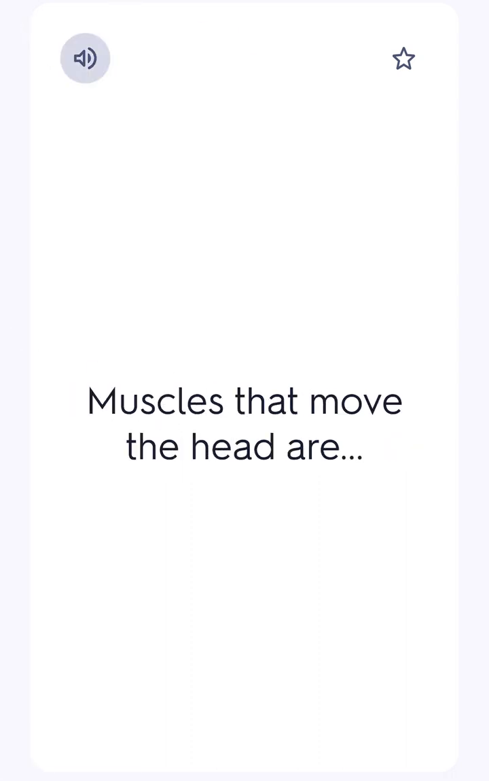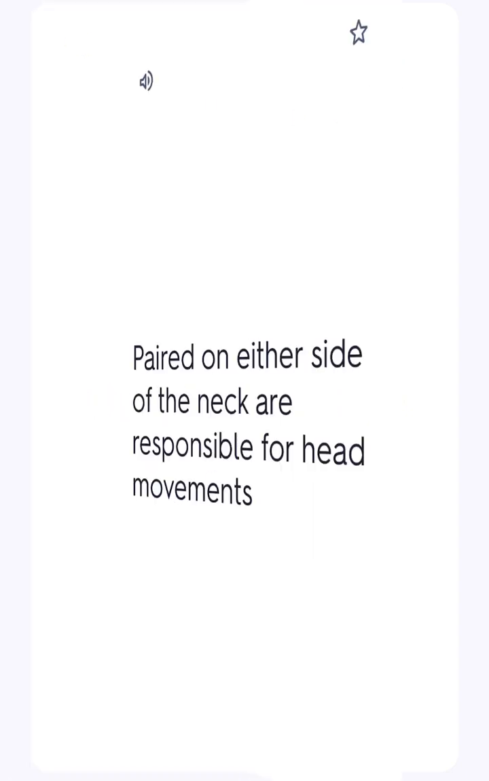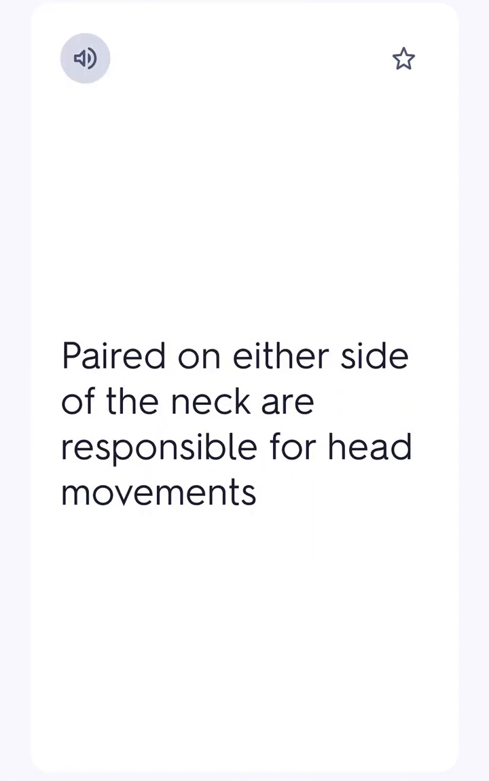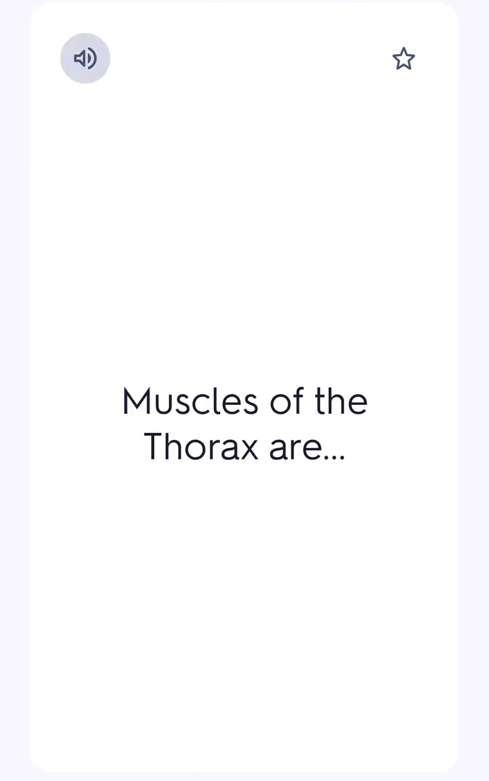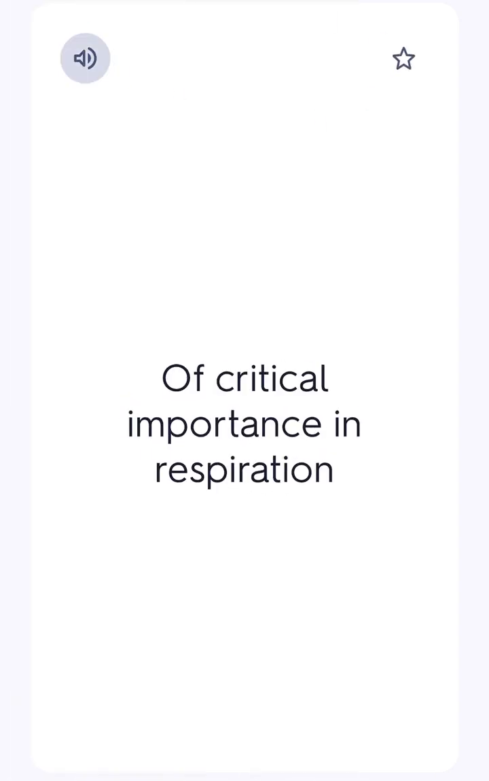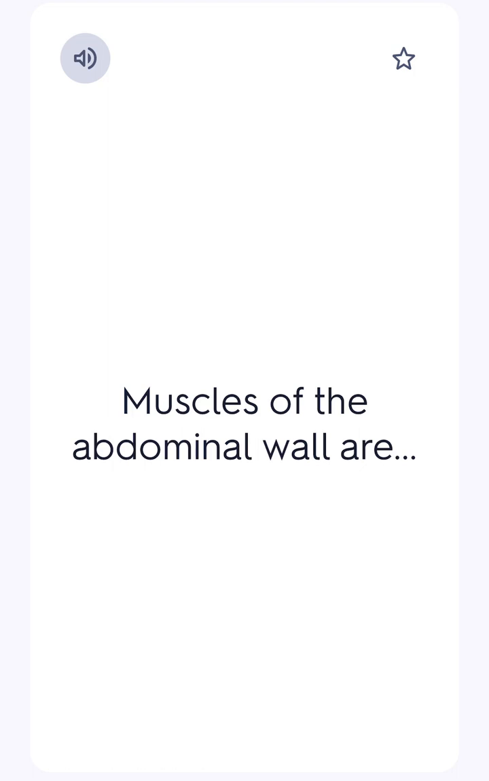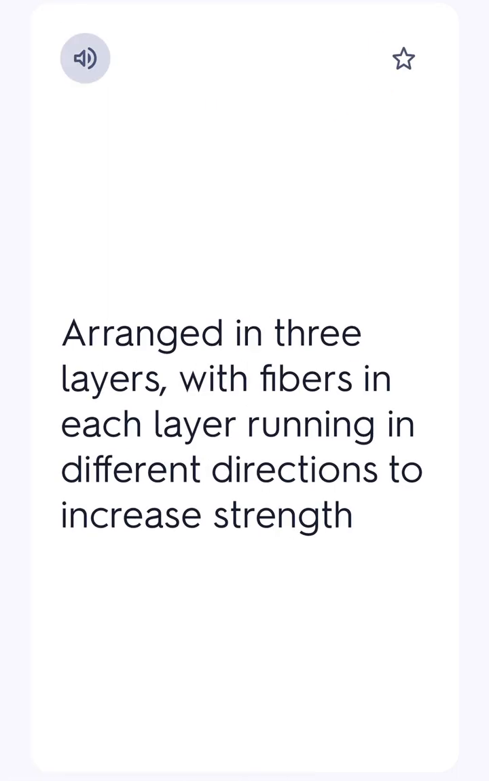Muscles that move the head are paired on either side of the neck, are responsible for head movements. Muscles of the thorax are of critical importance in respiration. Muscles of the abdominal wall are arranged in 3 layers, with fibers in each layer running in different directions to increase strength.